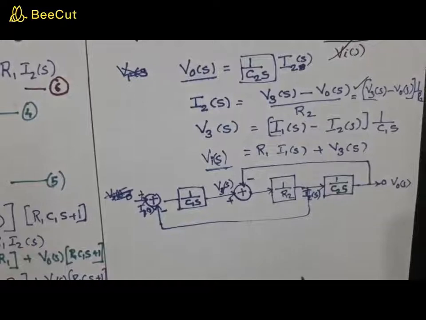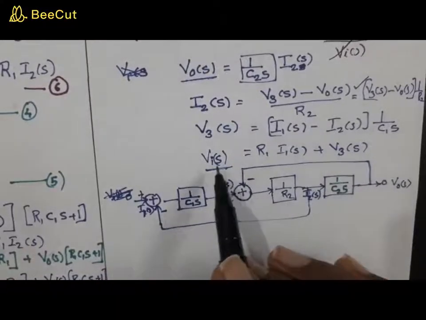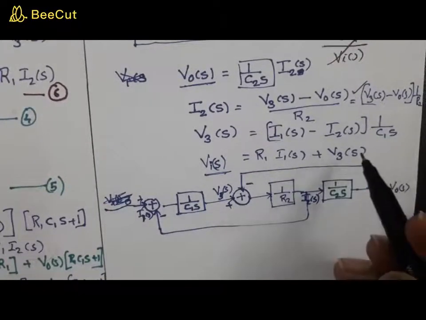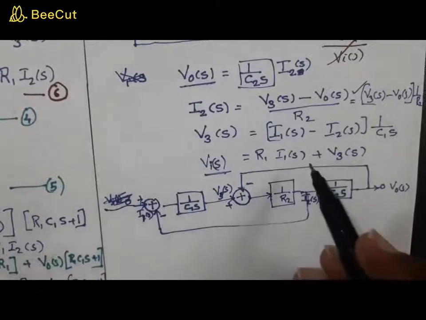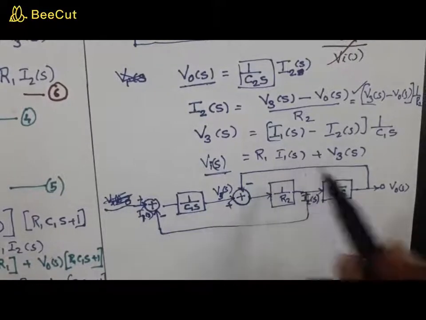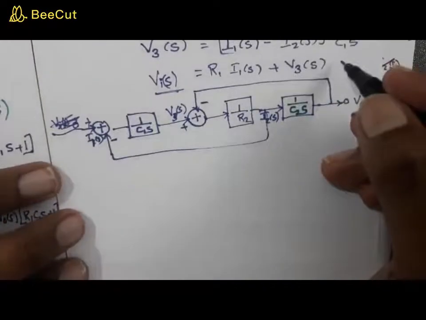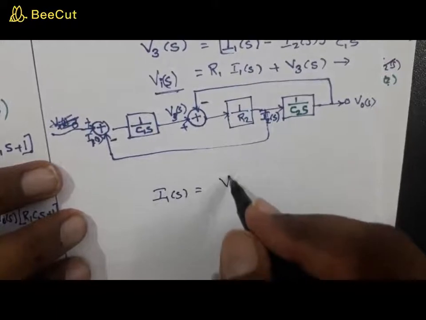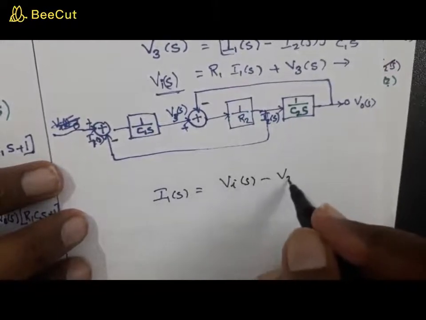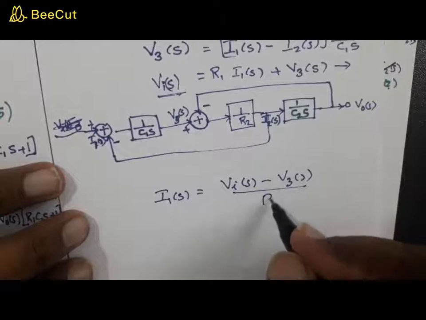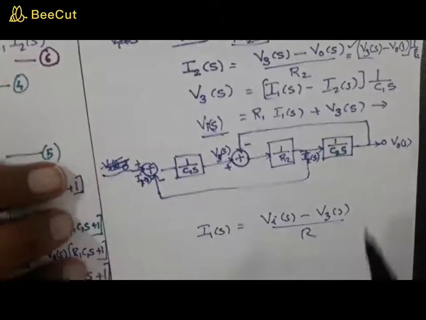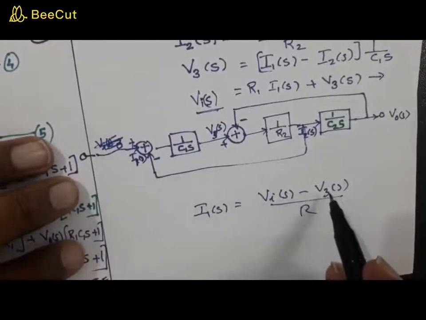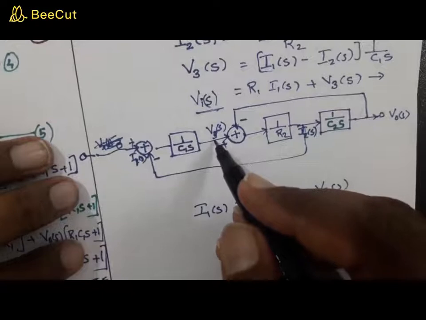Now then comes the last one. What is this Vi of s? From this expression you can find out what this I1 of s is. I1 of s, from this equation, you can evaluate. I1 of s is Vi of s minus V3 of s divided by R1, right? Is it clear? So where is Vi of s? Vi of s is the terminal here, and now this is your V3 of s, right?